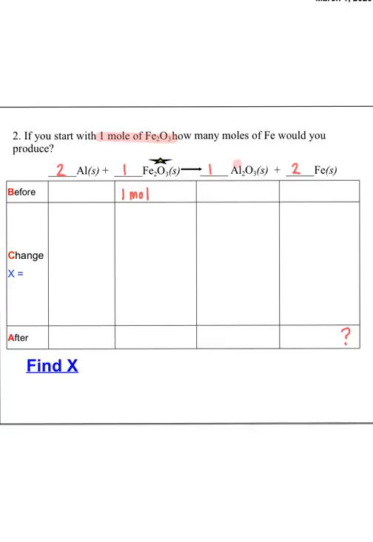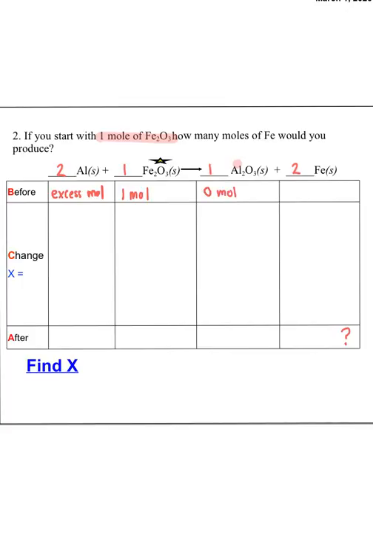Notice they did not mention how much aluminum I have, so I'm going to assume that they want me to say it's excess, meaning I have more than I need. I'm not going to run out. I'm not worried about it. And then Al2O3 is on the right side of the arrow. That's a product, which means I'm starting with nothing.